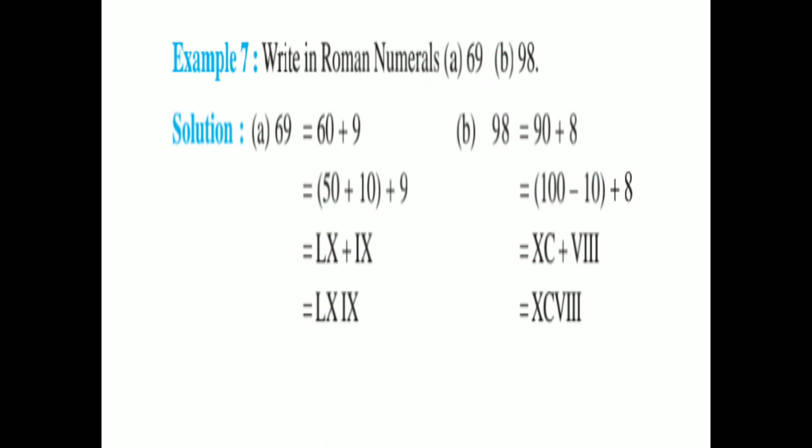Clear? Now for 98. 90 plus 8. So the symbol of 90 is 100 minus 10. Symbol of 100 is C. 10 is X. So when the minus sign comes, it means we have to write the smaller Roman number on the left hand side, means behind the bigger one. Plus 8. How do we write 8? VIII. Then you combine it, the number will be XCVIII.